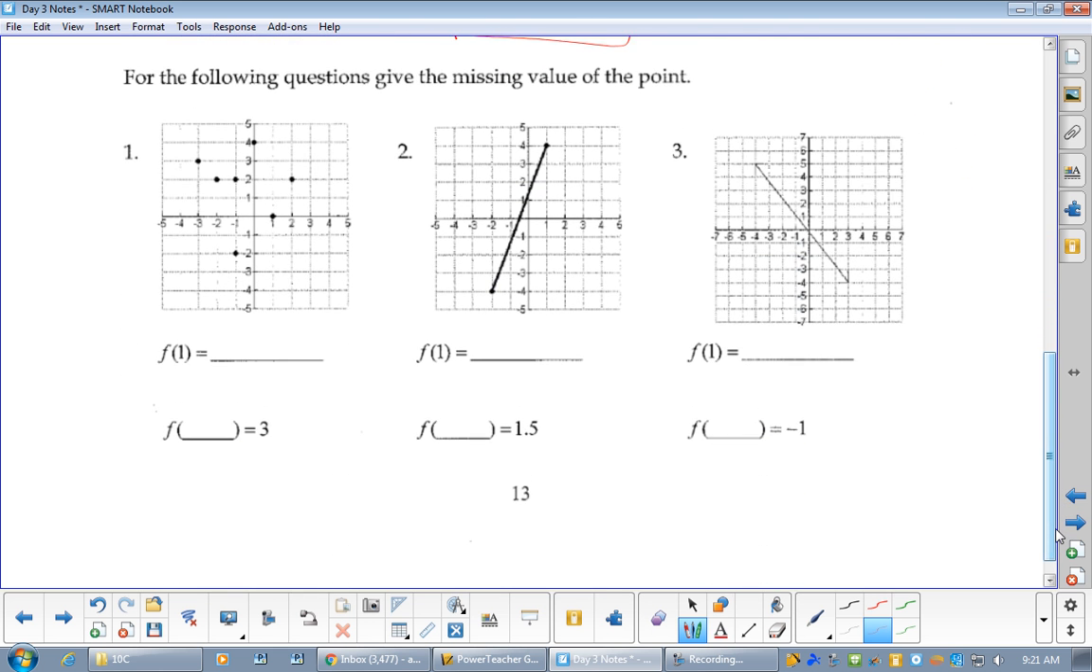Okay, spend a minute per graph and answer those for me.